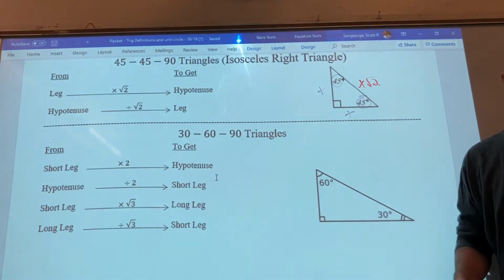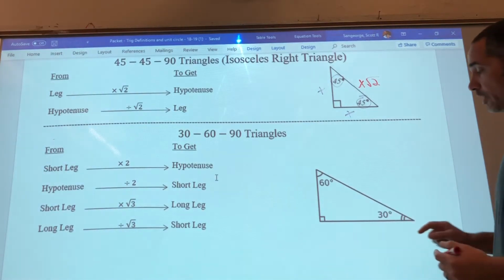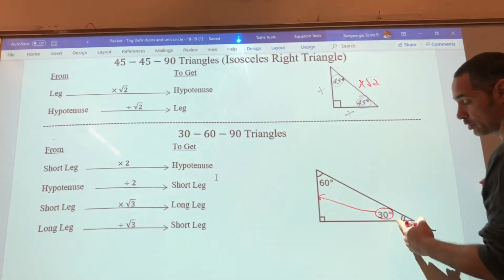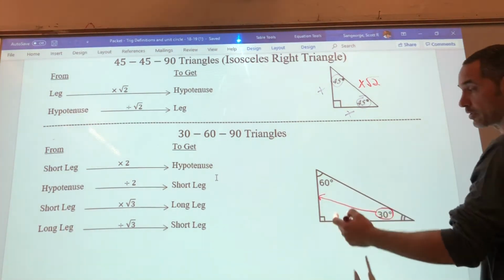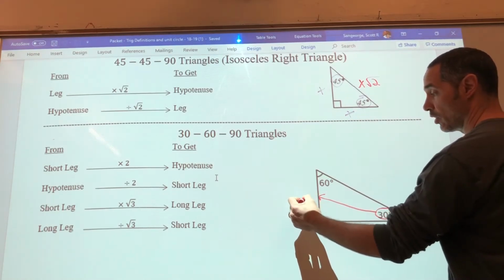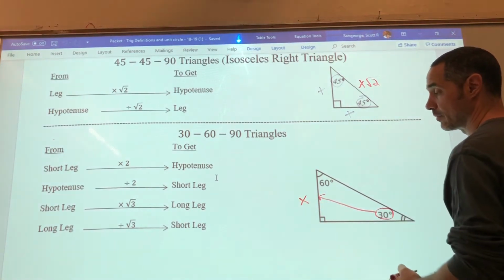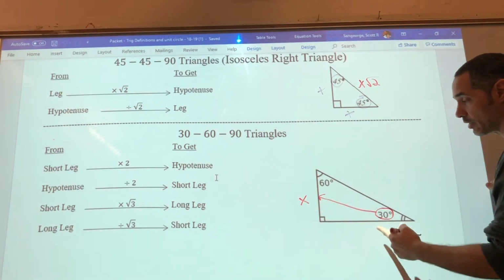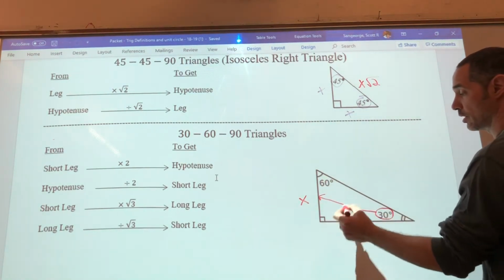For 30-60-90 right triangles, we have the short leg. The short leg is across from the smallest angle. So the smallest angle is across from the smallest side. So this is called the short leg. We'll call that x. When the short leg is x, then we have this relationship with the hypotenuse. And this is the hypotenuse.